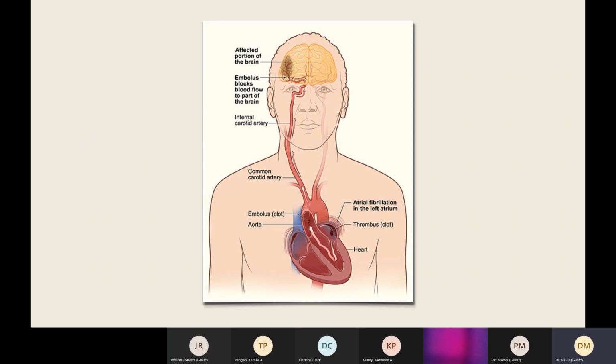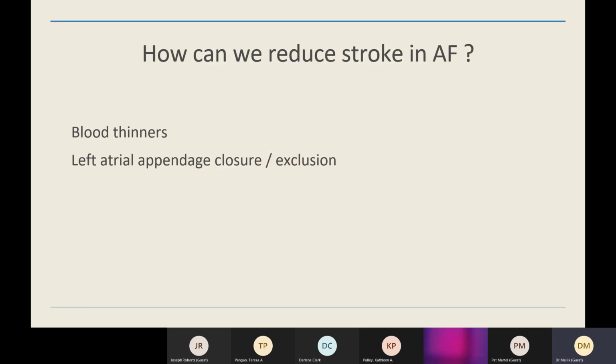So considering the high number of people who have atrial fibrillation and the high incidence of stroke in atrial fibrillation, the question is, how to reduce this risk. And there are two ways of doing this. One is blood thinners, and the other, and we'll talk about this, is what to do in people who cannot take blood thinners. So let's talk about blood thinners first.